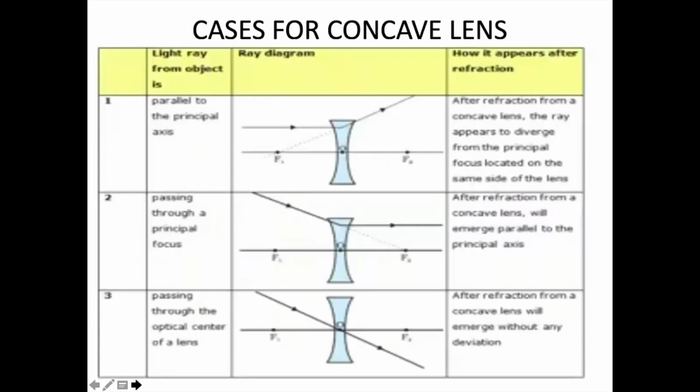Now, cases for the concave lens. There are 3 rules. It is a diverging lens. When the ray of light is parallel to the principal axis, it diverges and appears to meet at the focus. When the ray of light is passing toward the focus, it appears to meet at the focus, and it will be parallel to the principal axis on the other side. And when the ray of light is passing through the center, it will go straight.